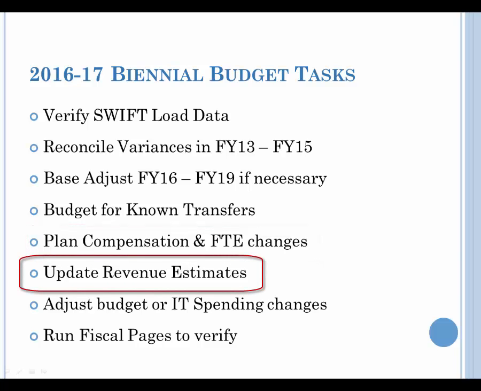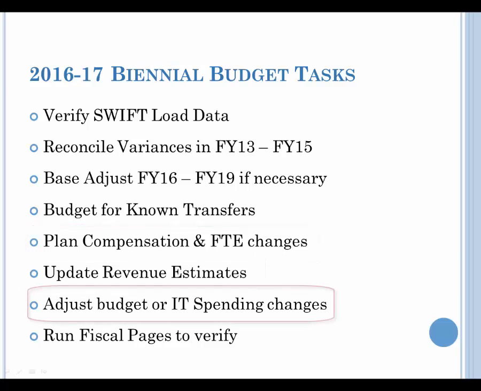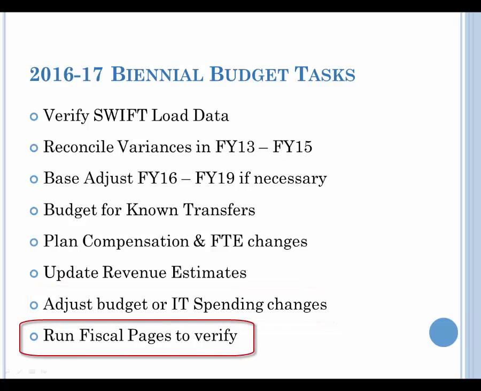Update your revenue estimates. Change your budget for IT spending if you are moving from paying staff to being billed for minute services. Run the 2 fiscal pages that will be included in the governor's budget for each program or budget activity, depending on the level that your agency reports at. Videos will be created for each of these tasks, and we will walk through an example and suggested reports to use when completing each task.